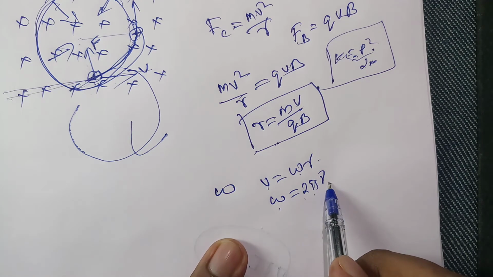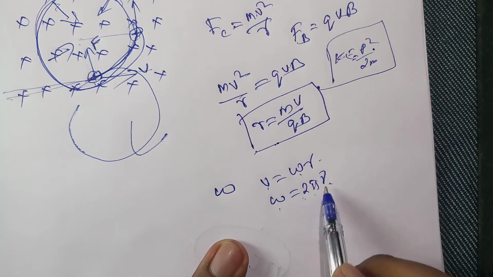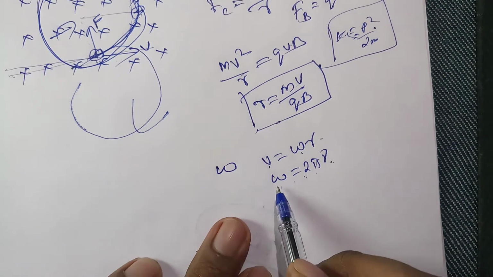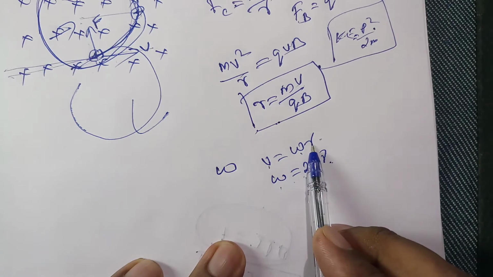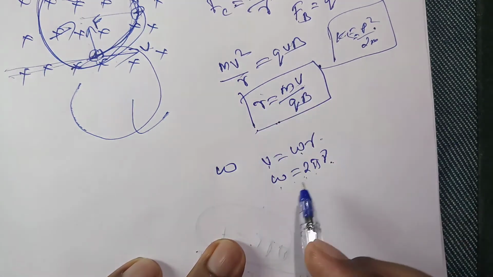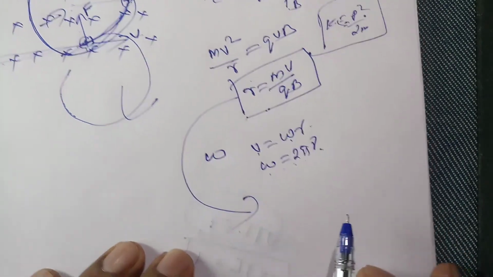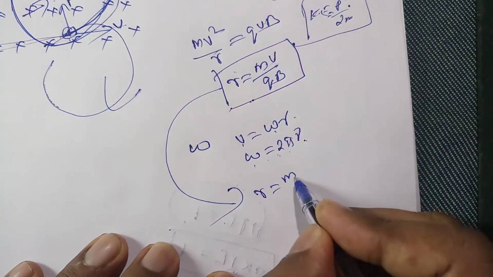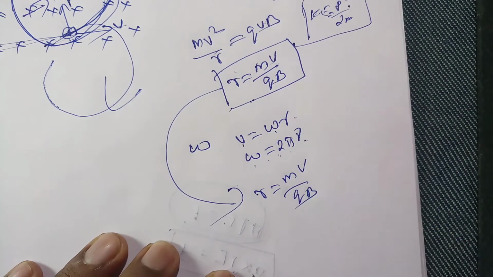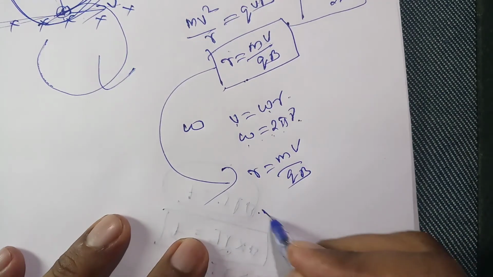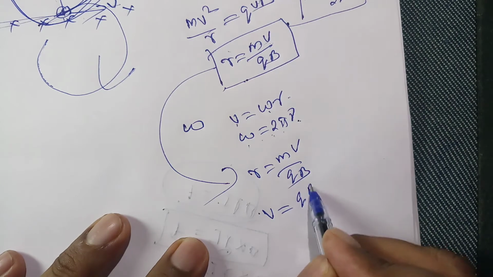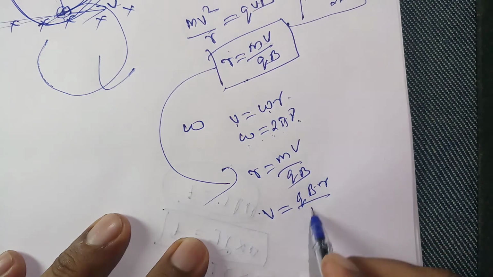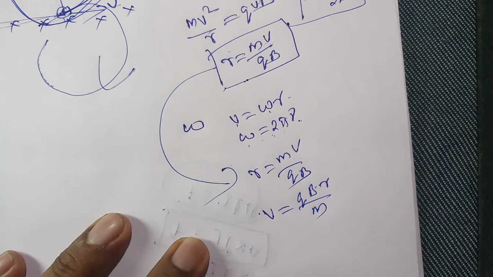Now how can we get this one here? You replace this value here. v is equal to omega into R. What is v from this equation? From this equation, if you take R is equal to mv by qB, so v is equal to qB into R by m. You will get it like this.